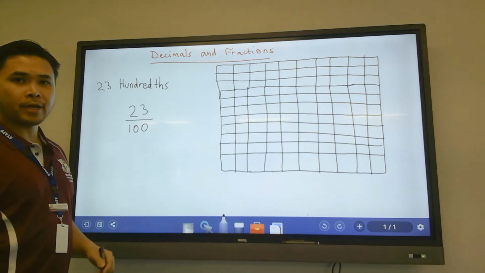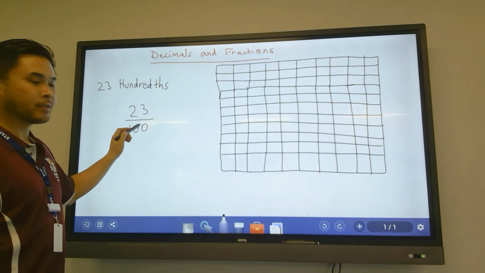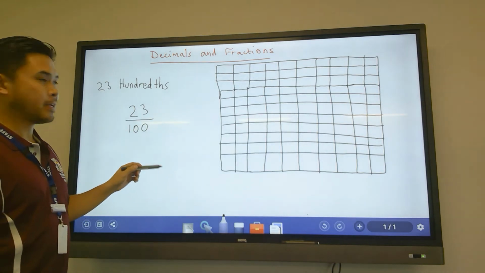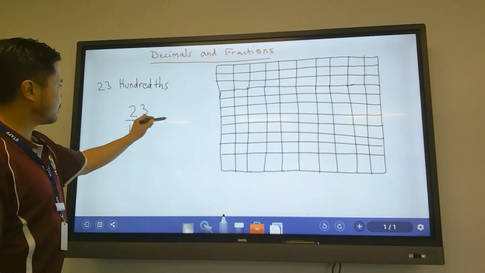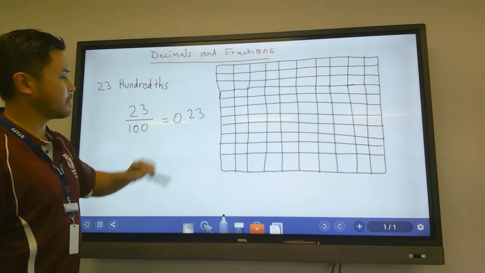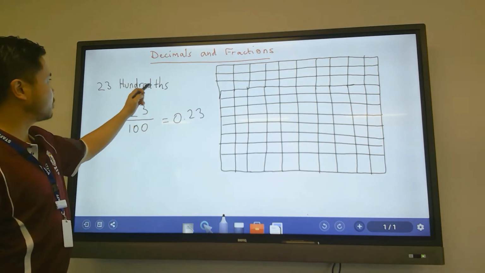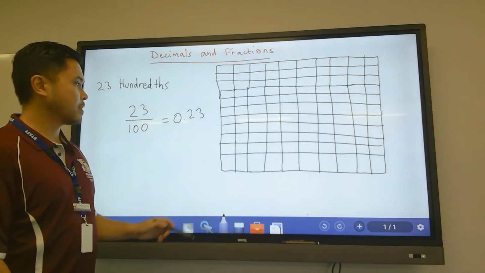Now, what does this line mean again? Division, yeah? So if you got a calculator and did 23 divided by 100, you would get the answer 0.23, okay? So 23 hundredths is less than 1, it's 0.23.